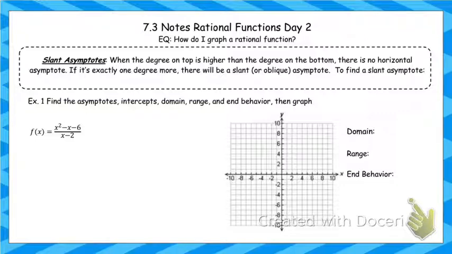So one of the things we talked about was when the degree on the top was higher, there was no horizontal asymptote. But if it's actually 1 degree more, there's going to be a slant, or sometimes called oblique asymptote. So the way we find a slant asymptote, it's really easy. We divide. Either synthetic division or long division, depending on the problem. But what's nice is that we can ignore the remainder.